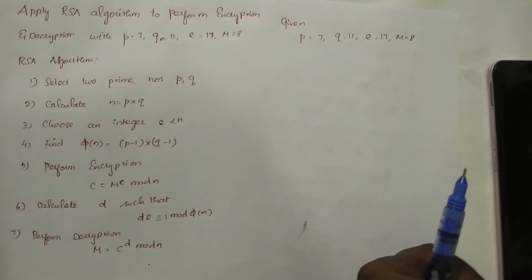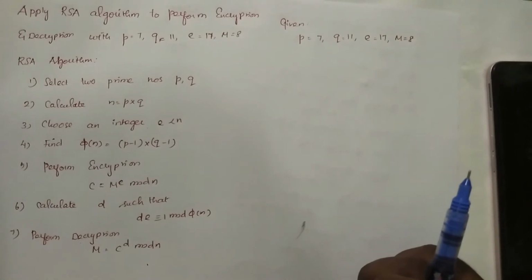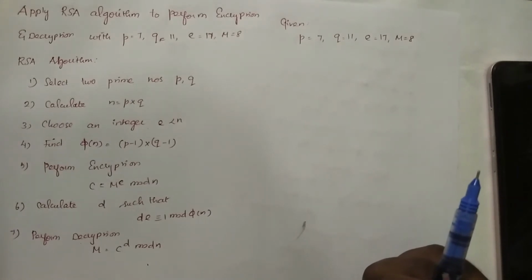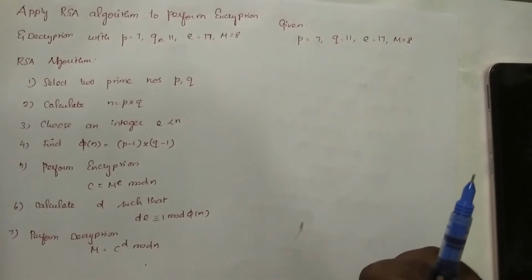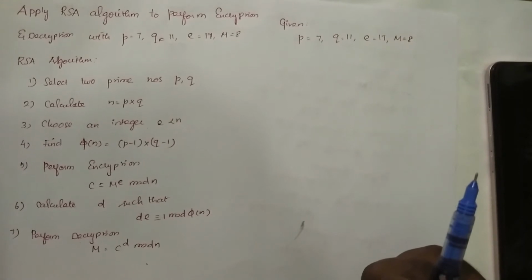Hi students, in this video let's see how to solve the RSA problem. The problem given here is: apply the RSA algorithm to perform encryption and decryption with the following parameters: P equal to 7, Q equal to 11, E equal to 17, M equal to 8.